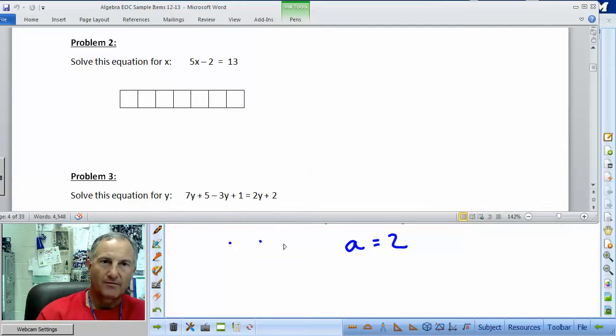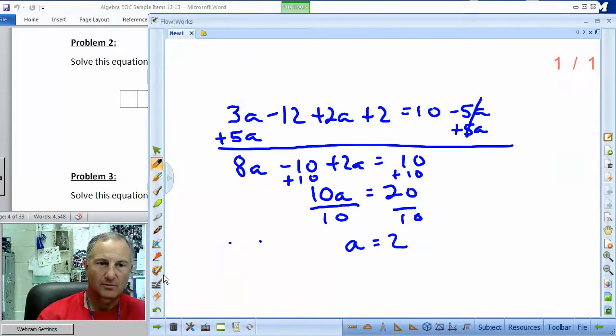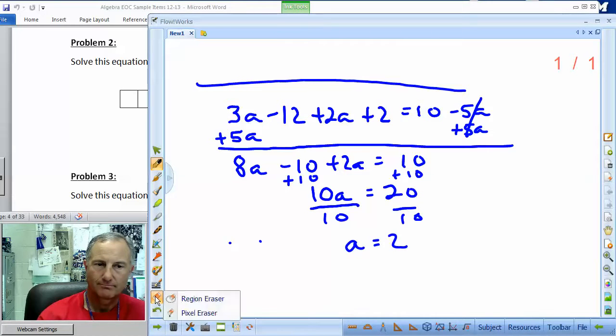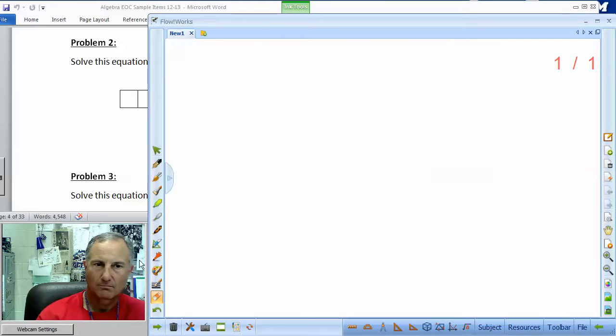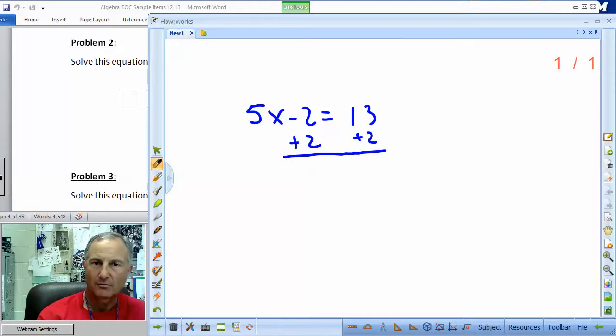All right, 5x minus 2 equals 13. Solve it just like we did over here. Okay, we're back up here. 5x minus the 2 equals 13. Get rid of addition and subtraction first. Doing the opposite operation when you go to the other side of the equals. I'm left with 5x equals 15.